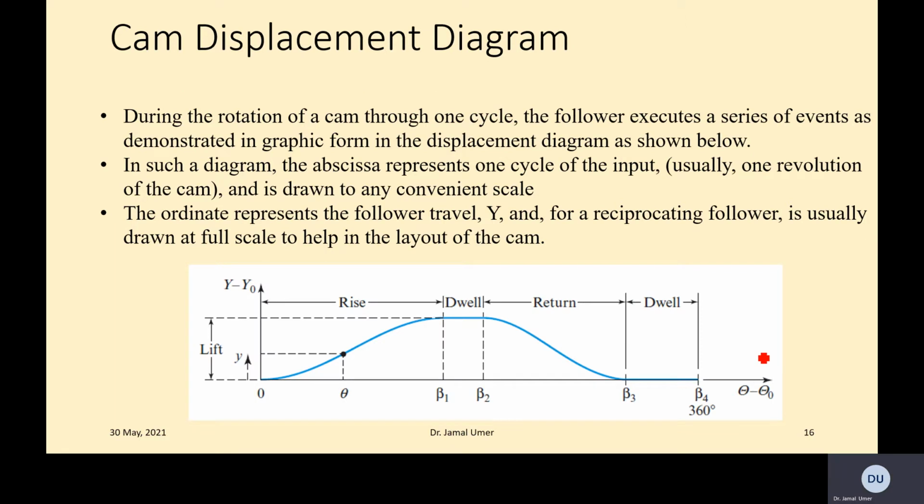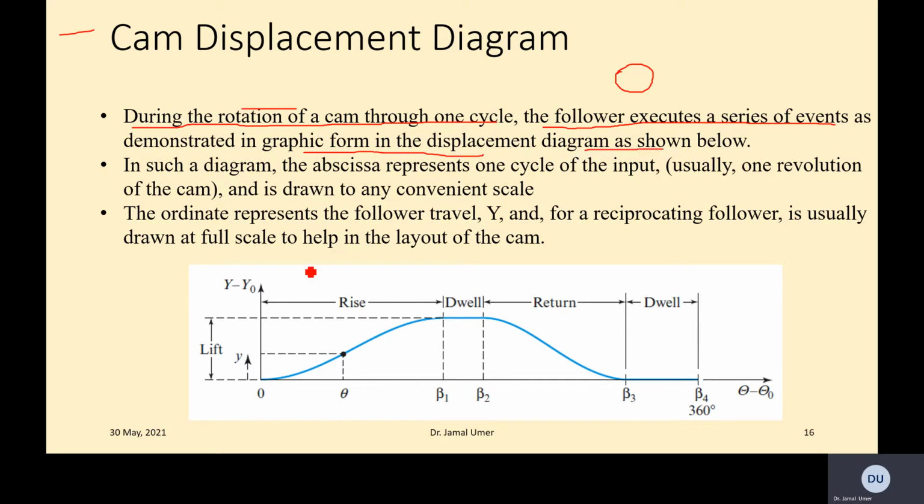All right, then we have the cam displacement diagram. During the rotation of a cam through one cycle, the follower executes a series of events. This is important to understand, basically how the follower is being operated. One cycle means it is covering 360 degrees, right? The follower executes a series of events as demonstrated in graphic form in the displacement diagram as shown below.